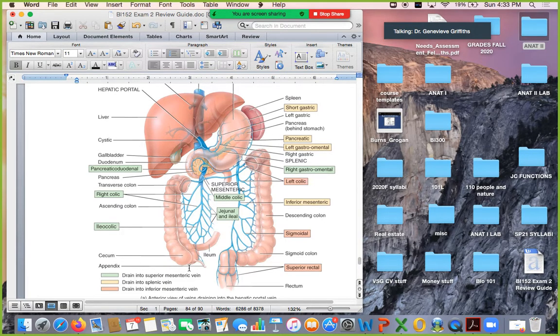So draining into the superior mesenteric vein, we have the ileocolic, the right colic, and the pancreoduodenal, as well as the jejunal and ileal, middle colic, and right gastroomental. Draining into the splenic, we have the inferior mesenteric, the left gastroomental, the pancreatic, and the short gastric. And draining into the inferior mesenteric, we have the superior rectal, sigmoidal, and the left colic.